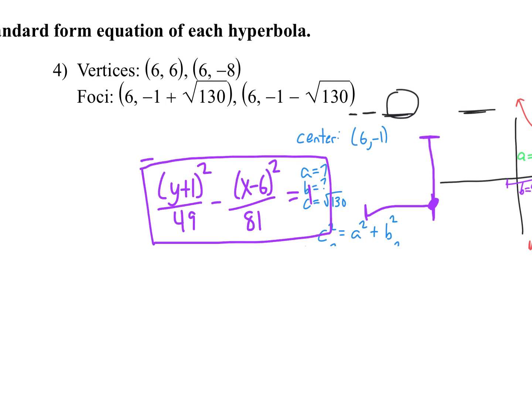Okay, a little tricky on that one. But again, understanding that c is the distance to the focus, a and b are the length and width of the box, we can still kind of piece this together and use the Pythagorean theorem-like formula there to put everything together. Okay.